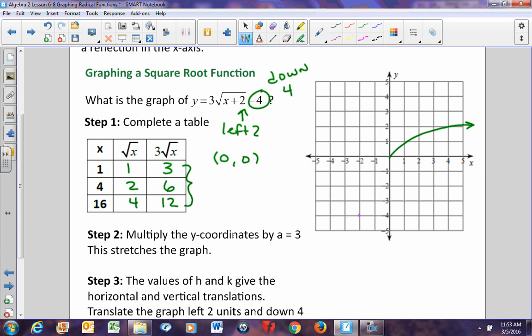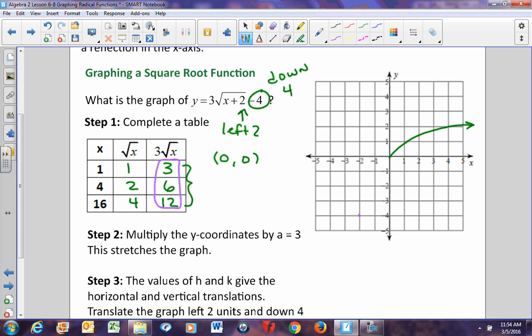but it doesn't work really well that way. I like using the table first and then taking care of that. So if we look at this graph, we're going to translate the graph left 2 units and down 4 units after we multiply all the y coordinates by 3 as it's a.